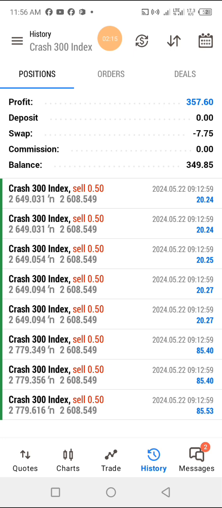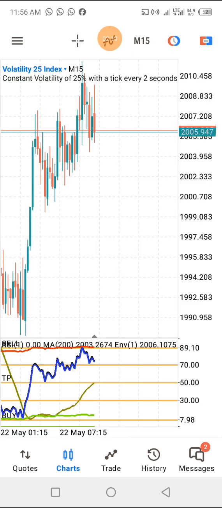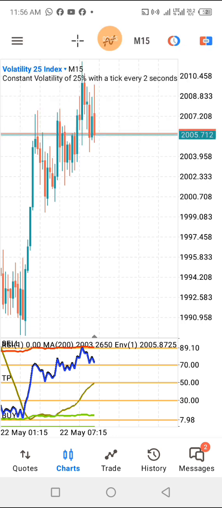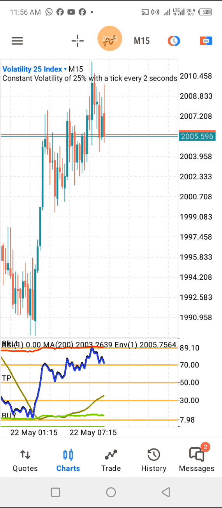Alright, let's get to today's business. Today we are going to be talking about this particular strategy, which you can leverage on either Forex pairs, that means the currency pairs, or the synthetic indices as well. So this strategy works accurately if used as explained.